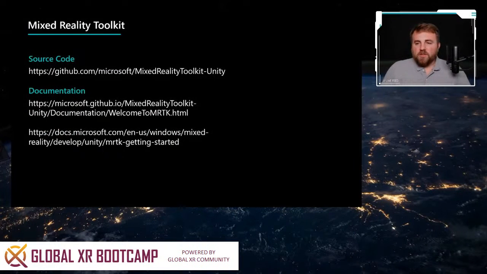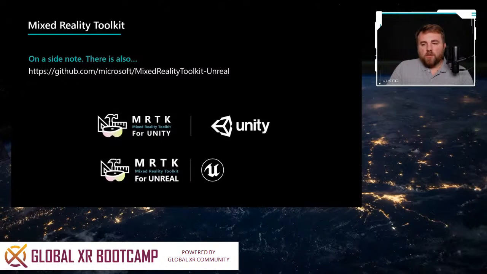The source code can be found on GitHub, github.com/Microsoft/MixedRealityToolkit-Unity, and documentation can be found as well on GitHub and on the official Microsoft Docs page. Also, worth noting that there is MRTK for Unreal, so it's been launched a few months ago, I think. I know there's a lot of people using Unreal. I haven't used Unreal, and I don't know anything about Unreal, so I can't help you with that. But I just wanted to make sure to let you know there is MRTK for Unreal.